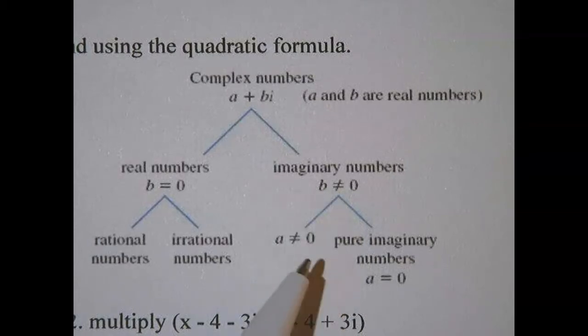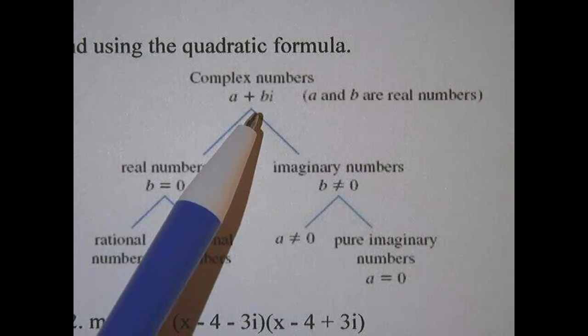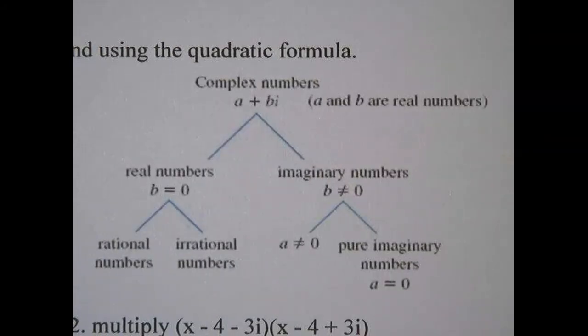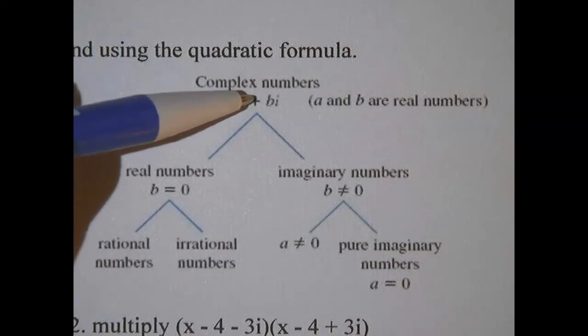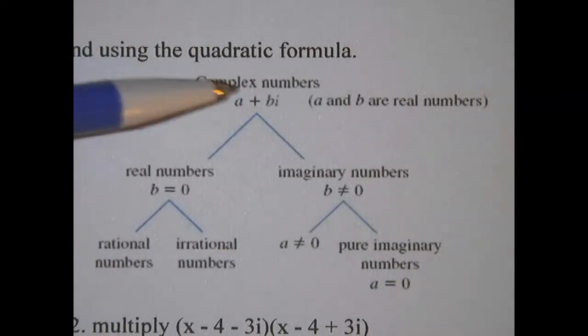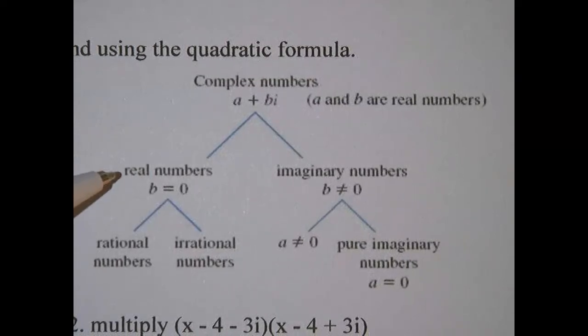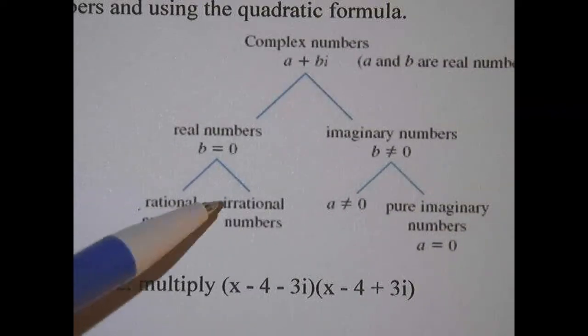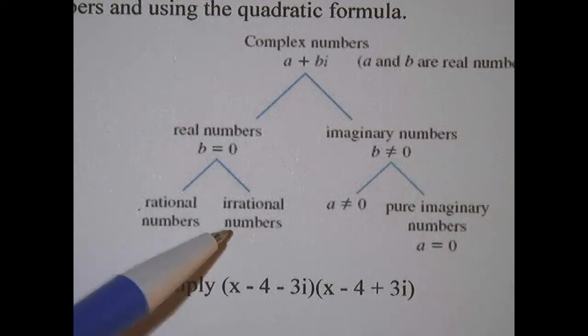And imaginary numbers can be pure imaginary, where there is no a part, it's just the imaginary part, or it can be just an imaginary number where there's an a and a bi. Okay, so those are also complex numbers. When you have a plus bi, that's a complex number. When they're both there, it's still a complex number. Okay, and of course real numbers are divided up into two subgroups as well. You've got your rational real numbers and your irrational, the ones that can be written as fractions and the ones that can't.